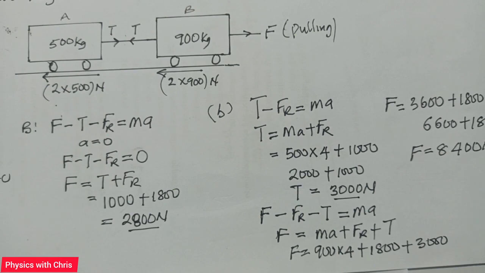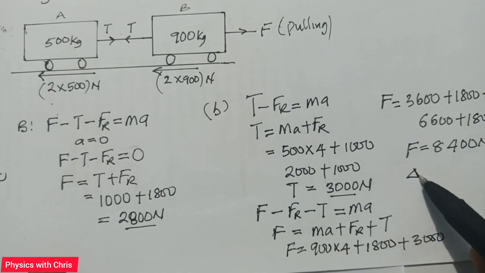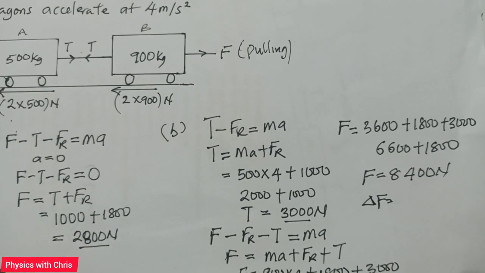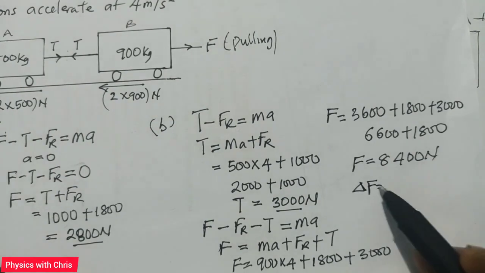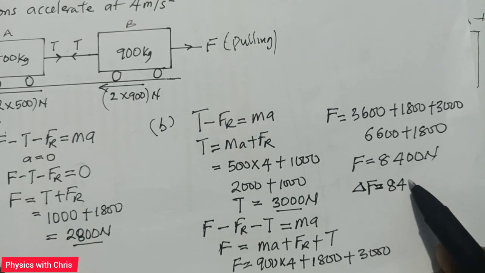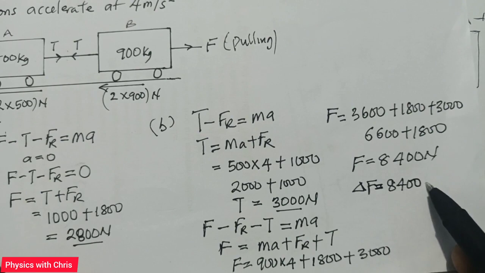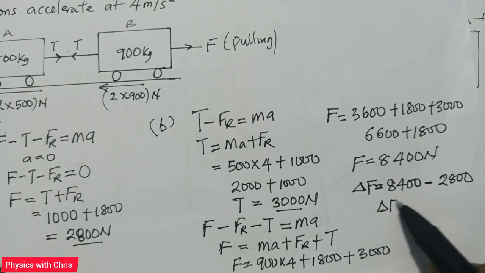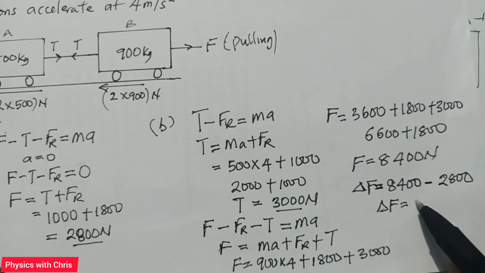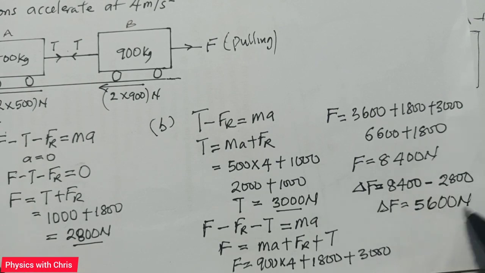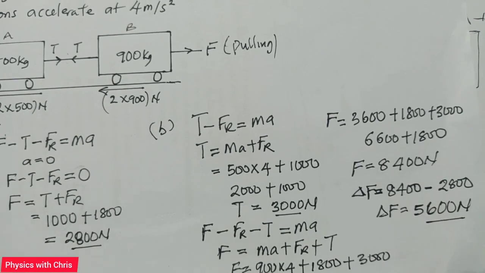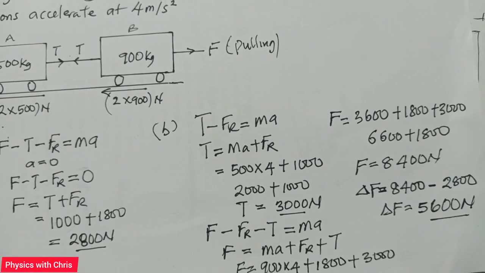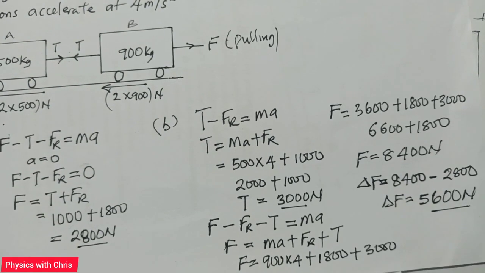Okay, the next thing is for us to find the change in the pulling force. The change in the pulling force is now going to be equal to what? The change in the pulling force is the final pulling force, 8,400, minus the original pulling force, which was 2,800. So that change in pulling force will give me what? When you subtract this from this, it gives you 5,600 Newton. Okay? That's the change in the pulling force on the 900 kilogram wagon.